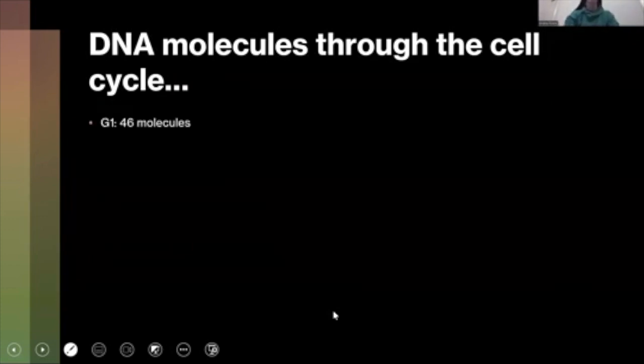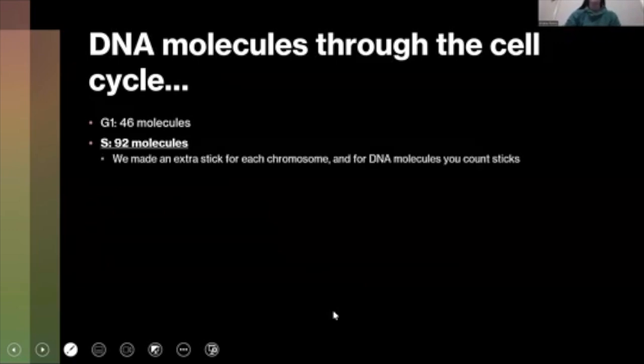So let's get started. G1, 46 molecules. So remember, a molecule is just a stick. And then S is going to be our first important phase for DNA molecules, because we went from this in G1 to this in S. We added on a sister chromatid. Each one is its own DNA molecule, it's its own stick. It's 1 chromosome, but 2 DNA molecules. So we doubled our DNA molecules pretty early compared to our chromosome counting. And once you double it, it just stays that same number until it halves later on.